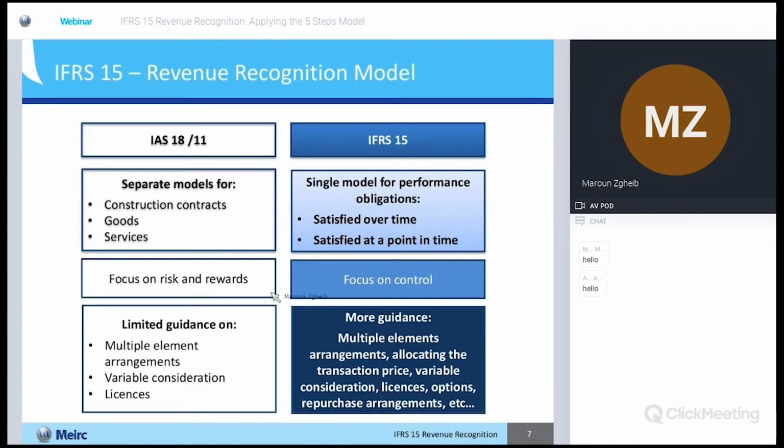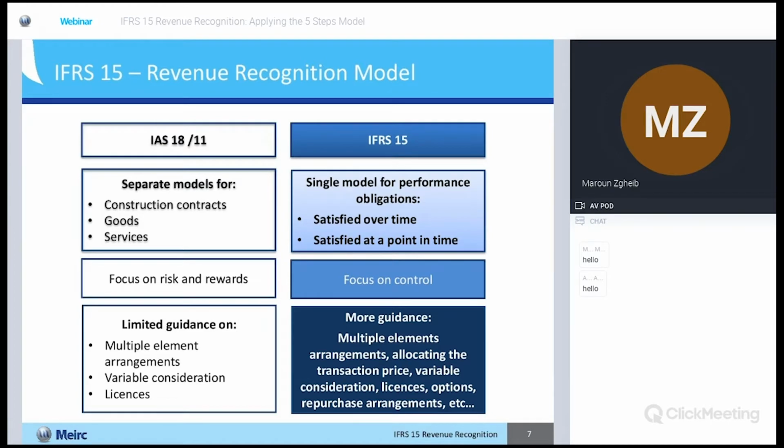Under the previous model, we had limited guidance on multiple element arrangements. If you are selling multiple services in one contract, multiple goods in one contract, or a combination of goods and services in one contract, those were not heavily tackled in the old standard. Variable consideration was not heavily tackled, and licenses were not heavily discussed.